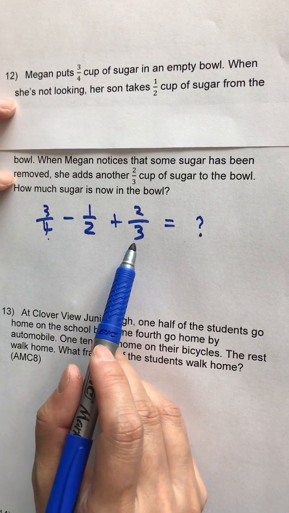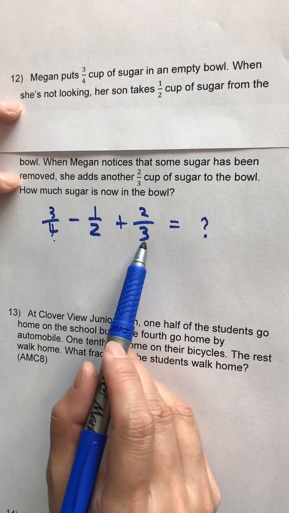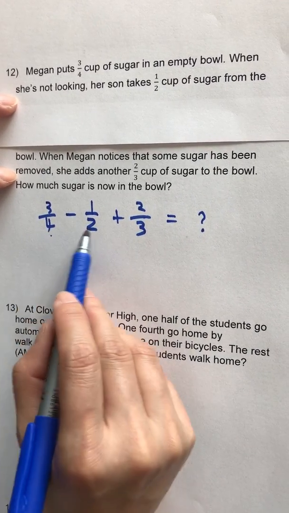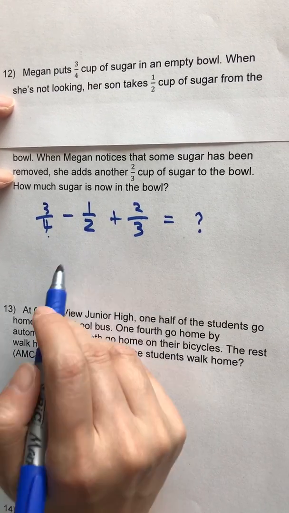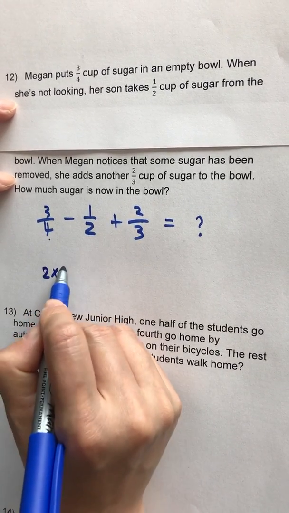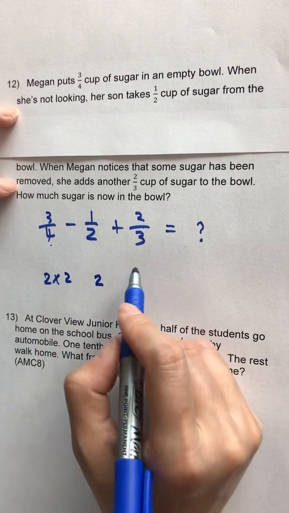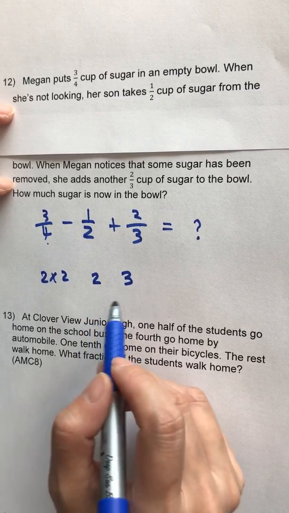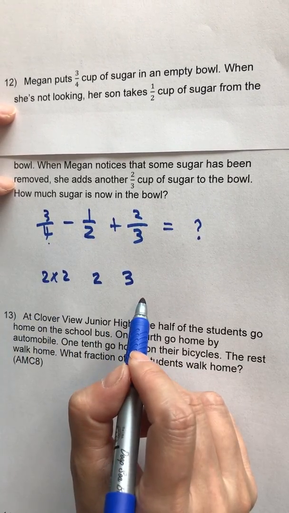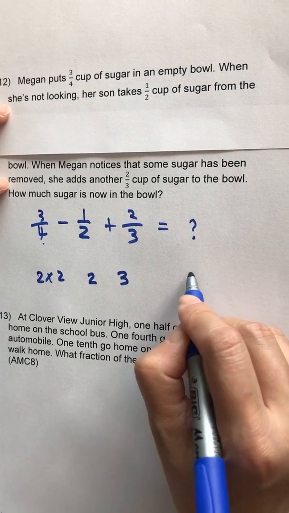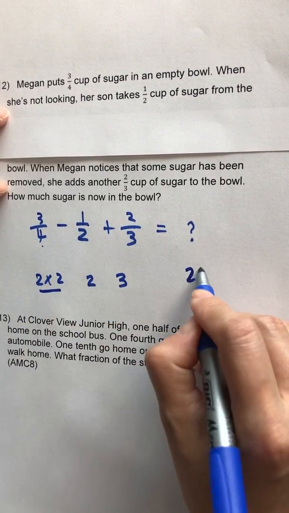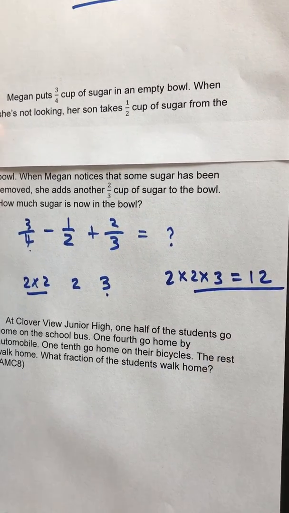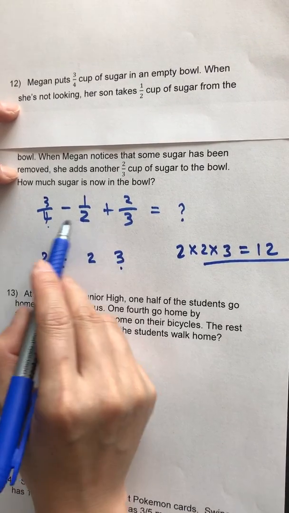We have to find the least common multiple of these three numbers. What is the least common multiple of 4, 2, and 3? So we can say 4 is 2 multiplied by 2, 2 is 2, and then 3. The least common multiple needs to be able to be divided by all three numbers. So it's 2 multiplied by 2, and the other factor you need is 3. So 12 is the least common multiple of these three numbers.